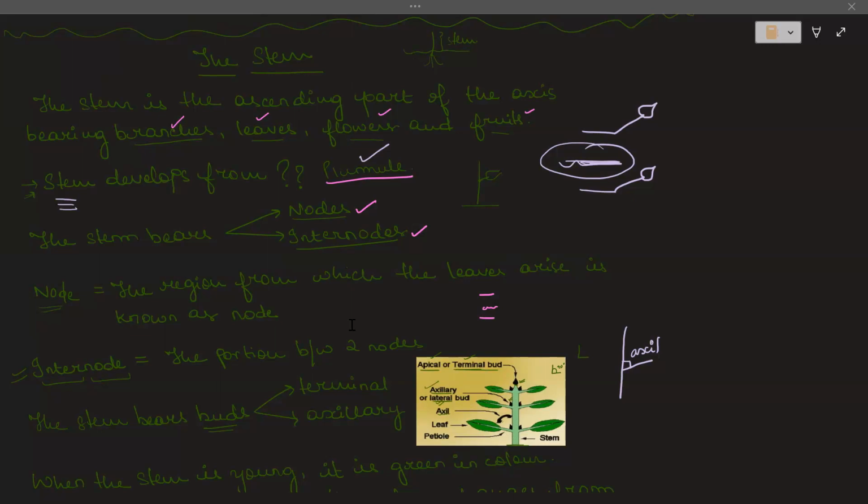Ma'am, I had a question. For the modified stem, is the sweet potato a modified stem or the banyan tree? None of them. Sweet potato is a modification of a root. But when you talk about a potato, that is a modification of the stem. Okay? Okay, thank you.